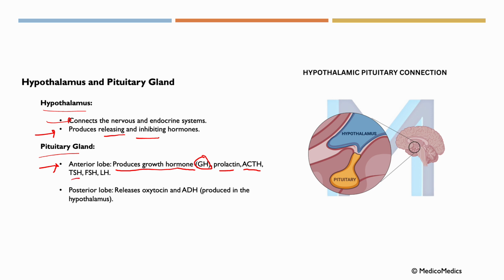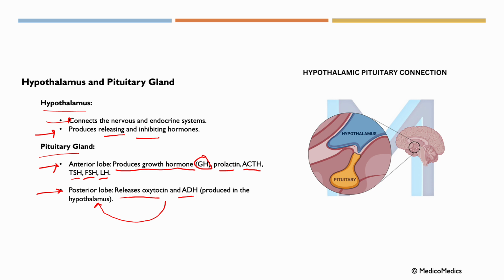We have TSH, thyroid stimulating hormone. We have FSH, follicle stimulating hormone. And we have LH, luteinizing hormone. Then we have the posterior lobe, which releases oxytocin, and ADH, which is antidiuretic hormone. And these are produced in the hypothalamus.